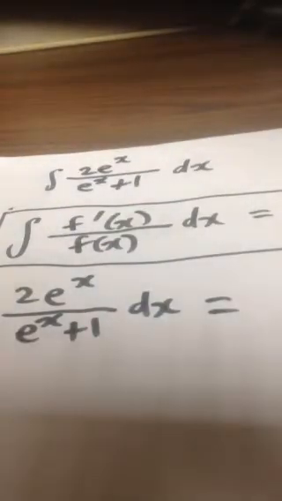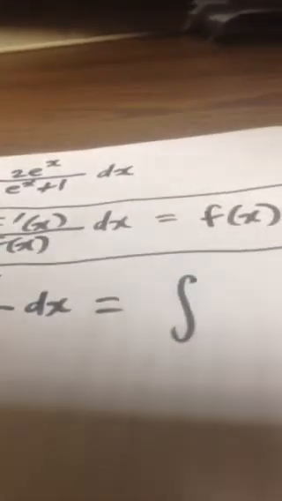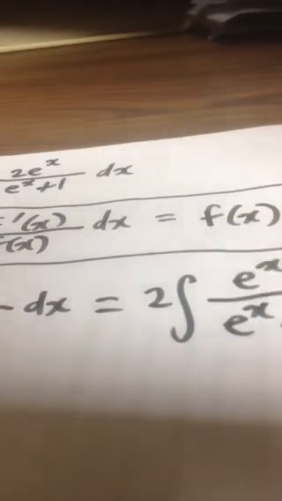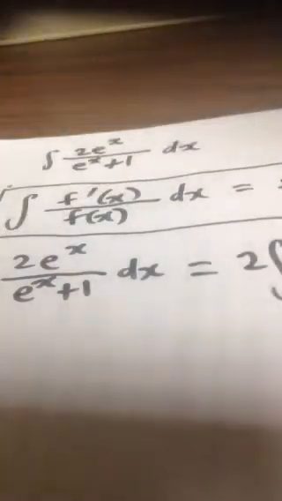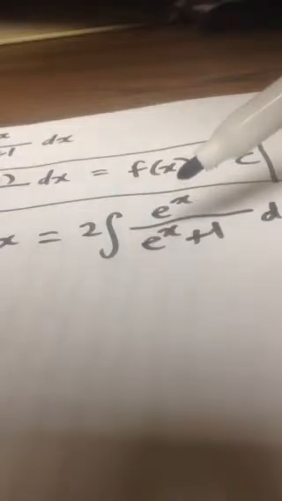So what we're going to do is take that 2 and carry it outside of the integral sign, like this, and then we would get e to the x over e to the x plus 1 with respect to x. So we haven't changed anything there. We merely took the 2, and we carried it outside of the integral sign. And now within this integral, e to the x over e to the x plus 1 is of the form f prime x over f of x.